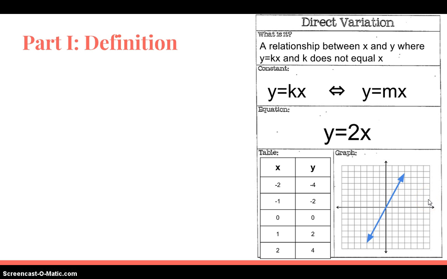Now, once you've got this part completely filled in, you want to open your booklet shape and write directly on the back of what we're looking at right now. So on the back for the direct variation page, that's where we're going to write these next examples.